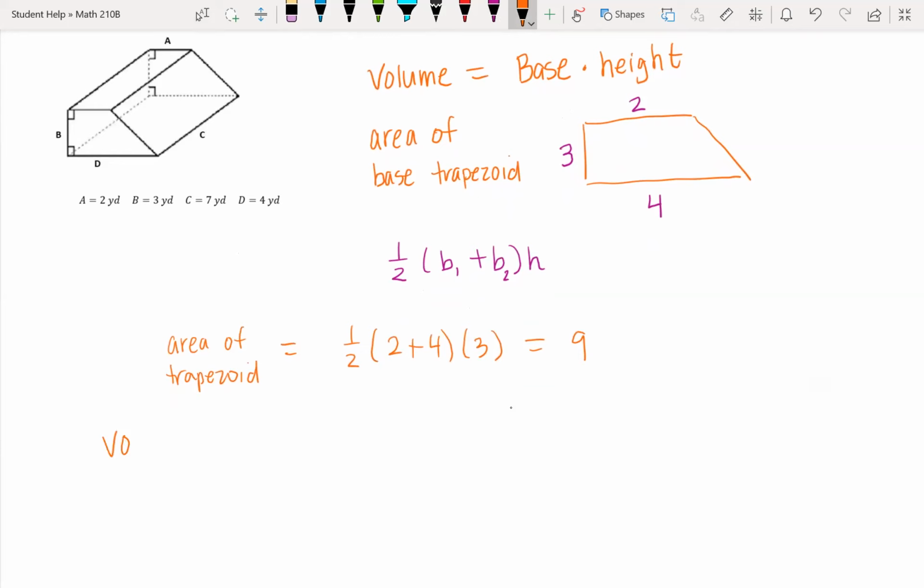Okay. So we can find the volume pretty easily from this. The volume is going to be the area of the base, which we just said was 9, multiplied by the height. The height of this is variable c, so that'll be 7. This one is going to be 63 yards cubed, because this is the volume.